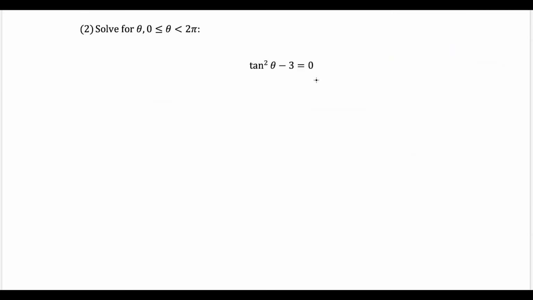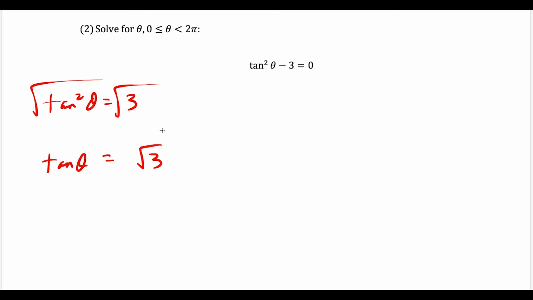So question 2, this is the next type of quadratic equation you could get. So a common mistake here is that when students try to solve this, they'll start by adding 3 to both sides, and you'll get tangent squared equals 3. But then they make this mistake. They do the square root of both sides, and they just say something like this: tangent theta equals just the square root of 3. But you have to be careful.